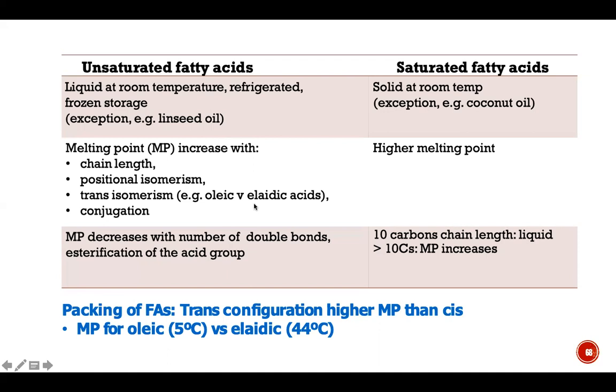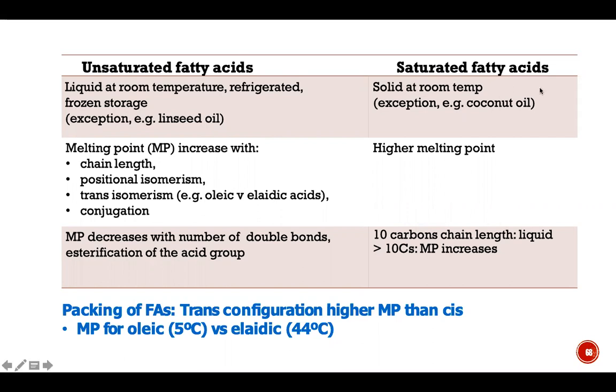And also for the melting point, they increase with chain length, positional isomerism, and also trans isomerism. For example, oleic acid versus elaidic acid. If you want to compare, this is a very good example of comparison between cis and trans isomer. Normally we use oleic acid versus elaidic acid. And also conjugation, the alternating double bond and single bond. For the unsaturated fatty acid, the melting point decreases with the number of double bonds and also esterification of the acid group.